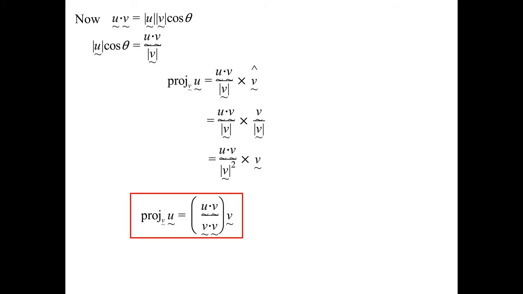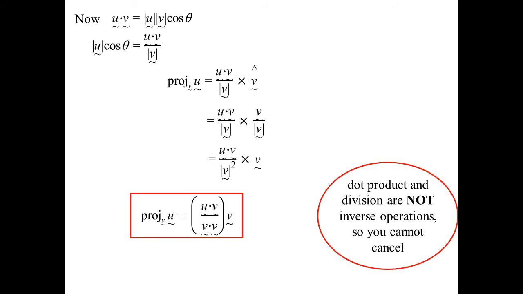Now notice it's times, so it's not a dot. We can't do a dot product. We can't cancel the v with the magnitude of v. It doesn't work that way. So we leave it as u dot v on the magnitude of v squared times the vector v. So there's a little formula there, if you like. Dot products and division are not inverse operations of each other. Okay? So that's why we can't cancel those.